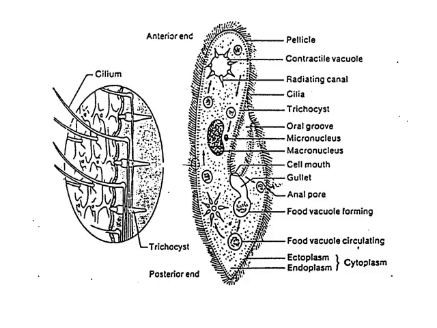Here is a diagram where the pellicle is present, then contractile vacuole, radiating canal, cilia, trichocyst, oral groove, micronucleus, macronucleus, cell mouth, gullet, anal pore, food vacuole, circulating cytoplasm, and ectoplasm, endoplasm. Then a trichocyst example: you can see the trichocyst is connected to the pellicle.